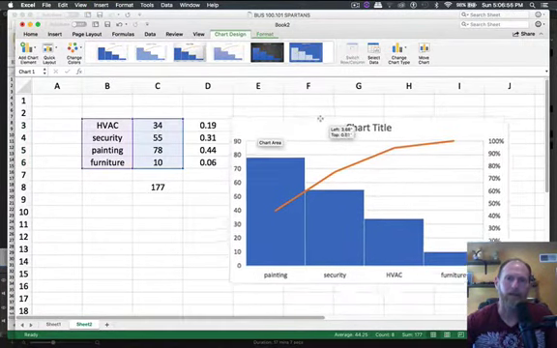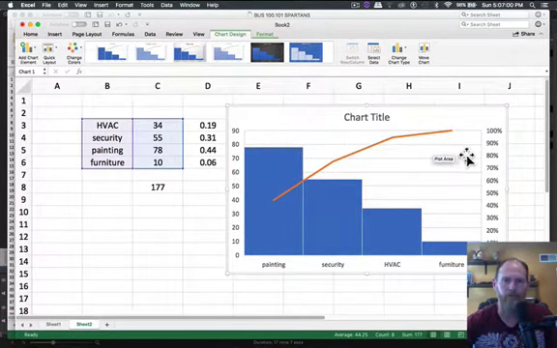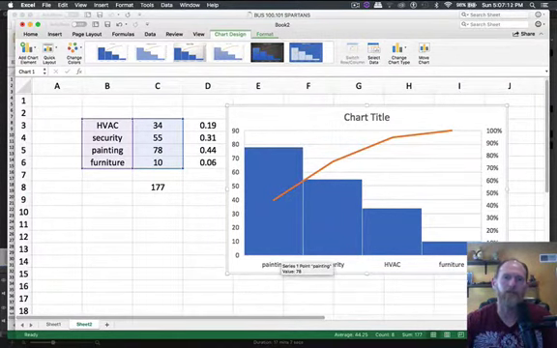Okay, this is a little tricky to interpret. Let's start by looking at what we already know. Okay, so painting, there it is. 78 is the leading source of complaints with the dormitories. And that's what a Pareto chart is going to do. It's going to stack the sources from highest to lowest.